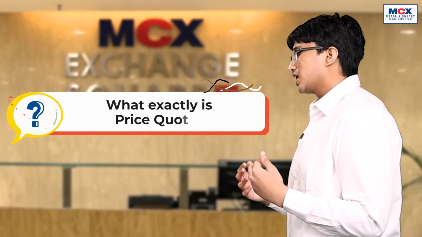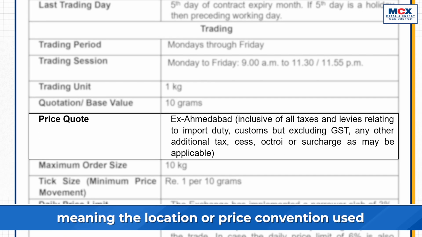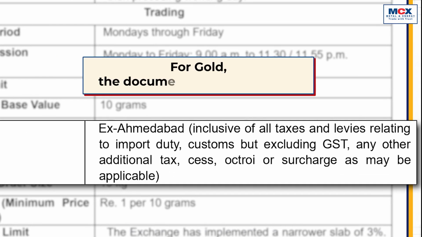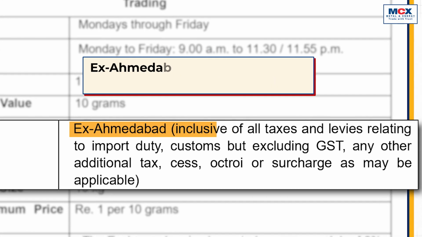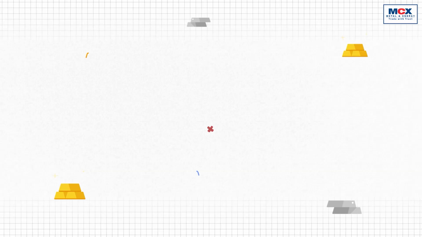Price quote. What exactly is price quote? This tells you the basis of pricing, meaning the location or price convention used. For gold, the document says the quote is ex-Ahmedabad with certain taxes included and GST excluded. This matters because commodity prices are linked to standard pricing conventions.